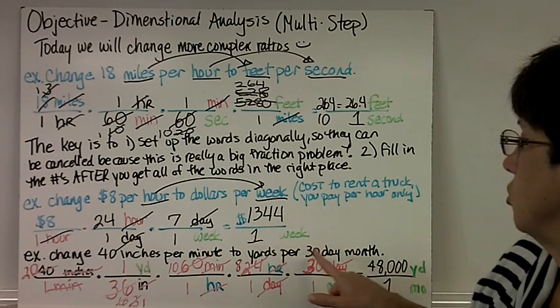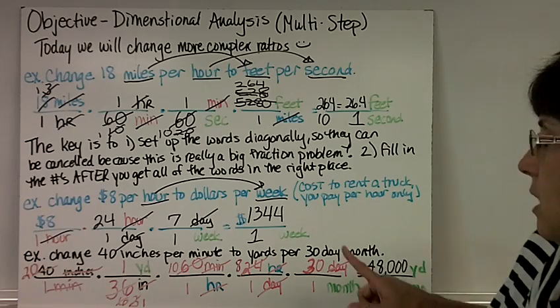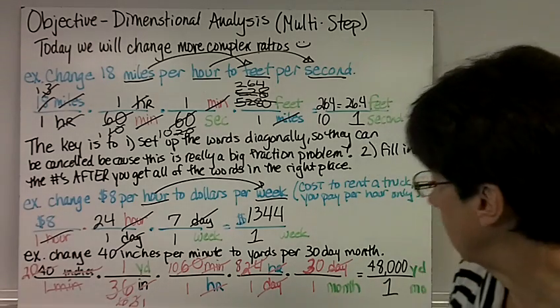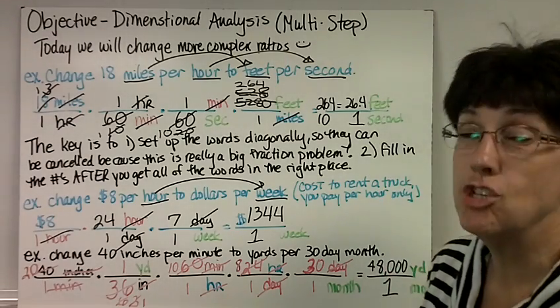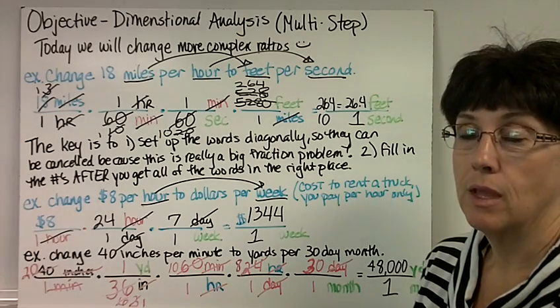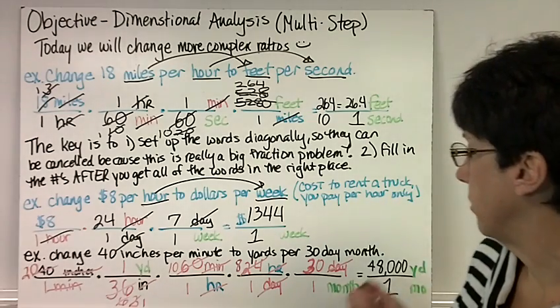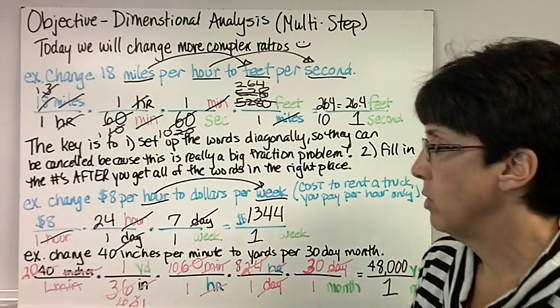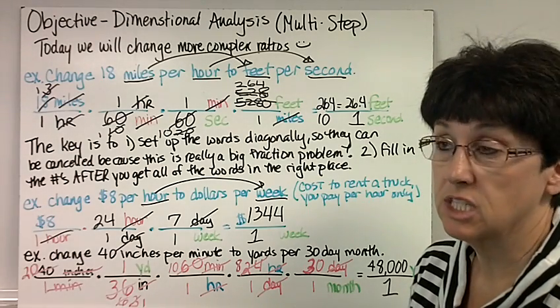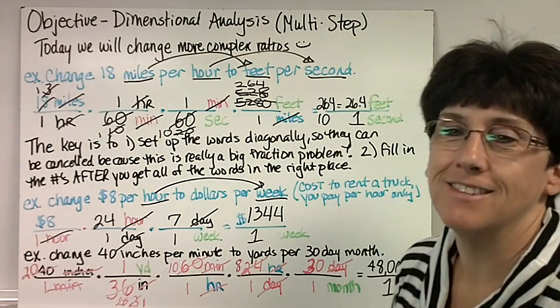40 inches per minute to yards per month. If I can move 40 inches in a minute, that's 48,000 yards in a month. Now, why would you need to know this? Well, probably not this thing, but we do change units all the time, okay? It's like, especially if you're an engineer. That's it.